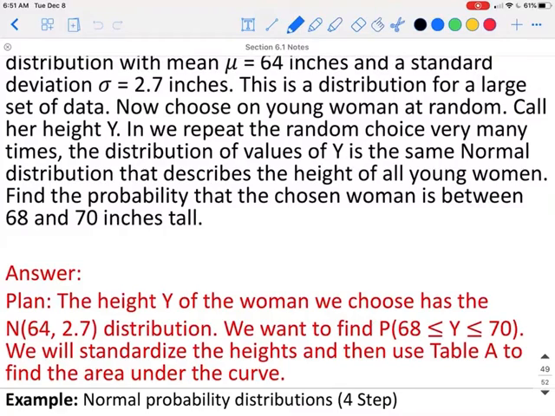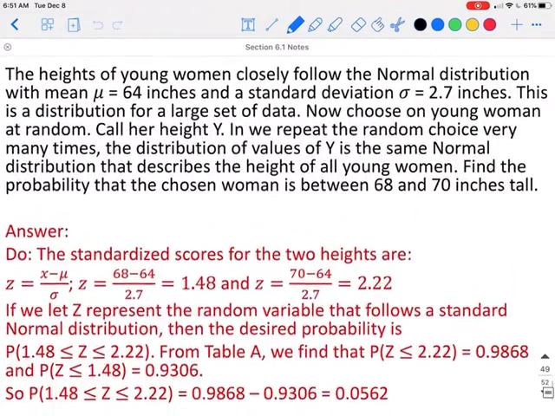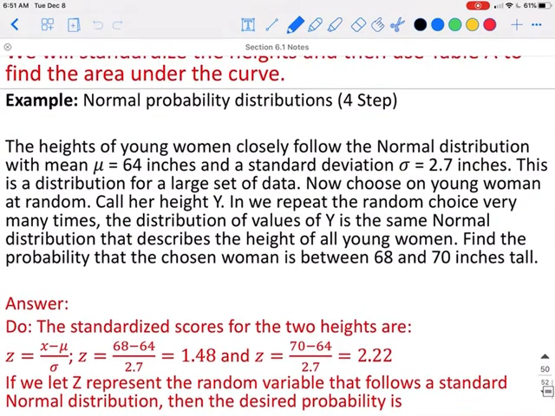For the do, the first thing we're going to do is find the z-scores. You will have two different z-scores. Remember, z is equal to x minus mu over sigma. We have two different x values right now, 68 and 70, so we're going to find a z value for both of those separately. We're going to do 68 minus 64 divided by 2.7, and that gives us our first z-score of 1.48. To find the other z-score, we do 70 minus 64 over 2.7, and that gives us a z-score of 2.22.